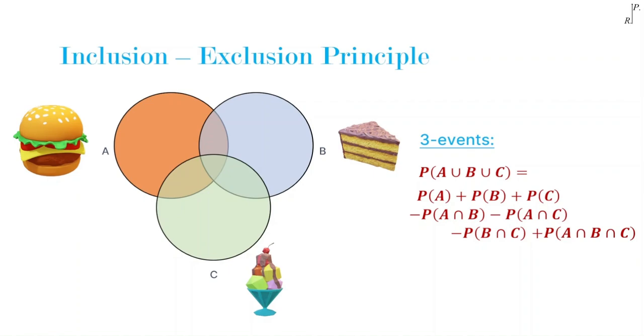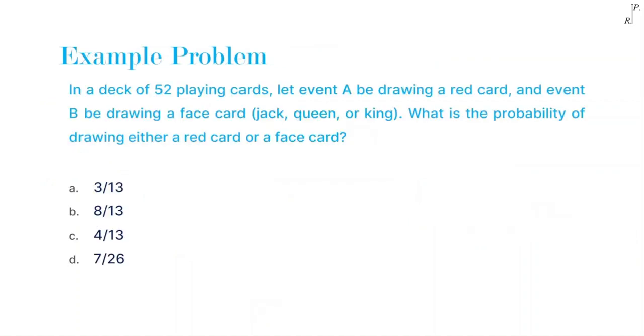Similarly, we can find the probability of occurrence of either of events from any number of mutually exclusive or mutually non-exclusive events. Now let us consider an example problem. It says that, in a deck of 52 playing cards, let event A be drawing a red card and event B be drawing a face card, Jack, Queen, or King. What is the probability of drawing either a red card or a face card? And these are the options available. You can pause the video here and try to solve by yourself first.